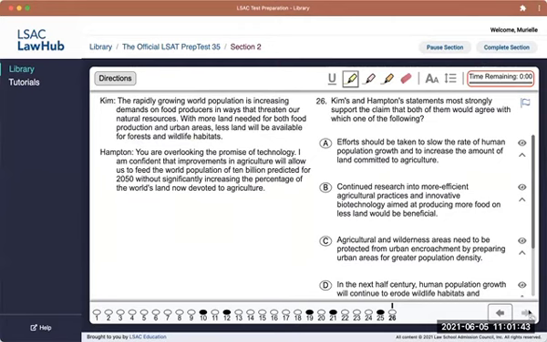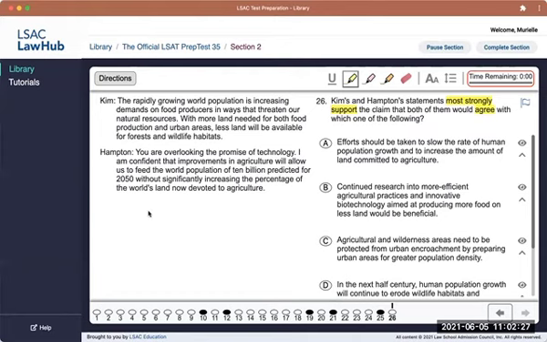Let's see. So we've got Kim's and Hampton's statements. Most strongly support the claim that they would agree with which one of the following. So it is most strongly supported. There may be arguments here though, right? Like it may be Kim has an argument and then Hampton has a counter to that or something. That is typically what we see with these. But regardless, let's take a look at this. It does just say statements, and it is a most strongly supported question. So we'll give it a go.